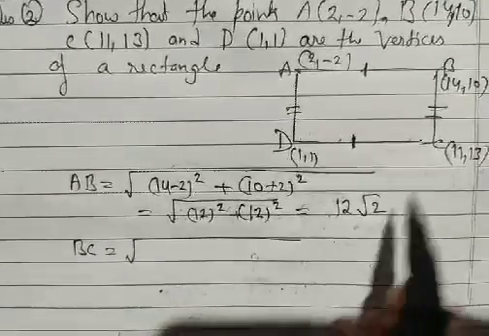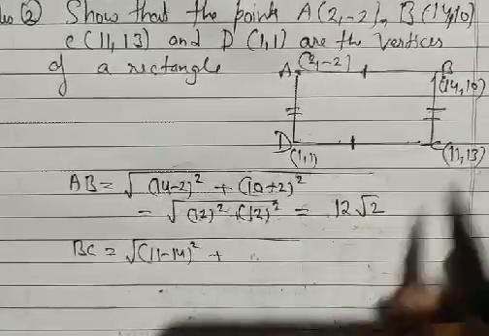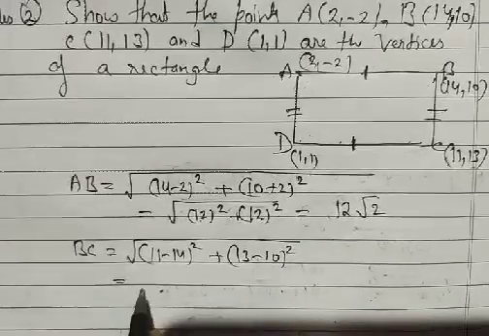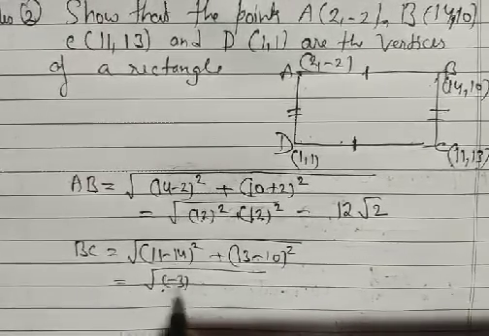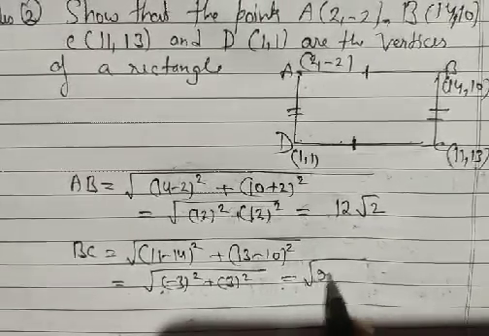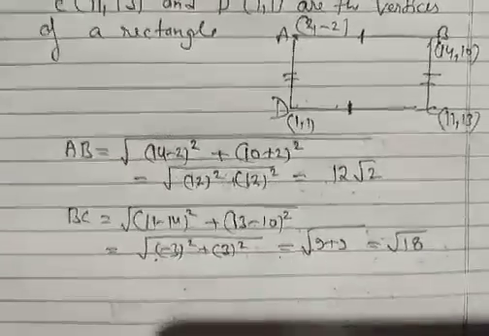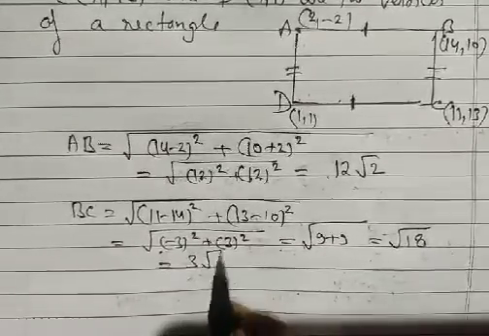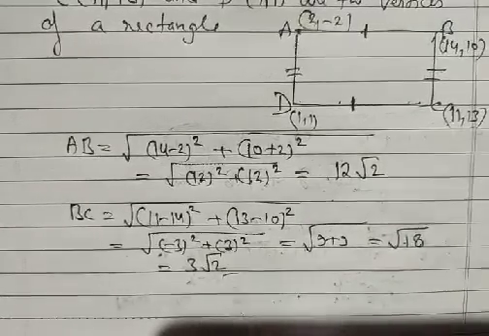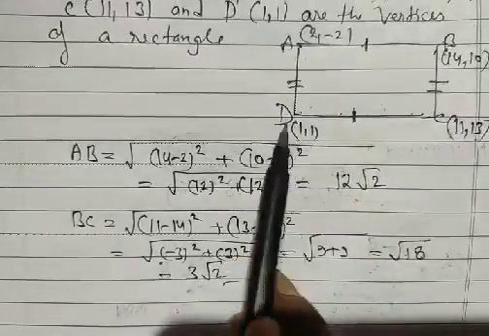Then we are going to find BC using the distance formula. BC is 11 minus 14 whole square plus 13 minus 10 whole square. Here we get minus 3 whole square, here we get plus 3 whole square. Again it's 9 plus 9, it's 18, under root 18. When we solve it, we get 3 root 2. It's 9 into 2, the square root of 9 is 3, so we get 3 root 2 here. We get AB, we get BC. Now we are going to find DC here.